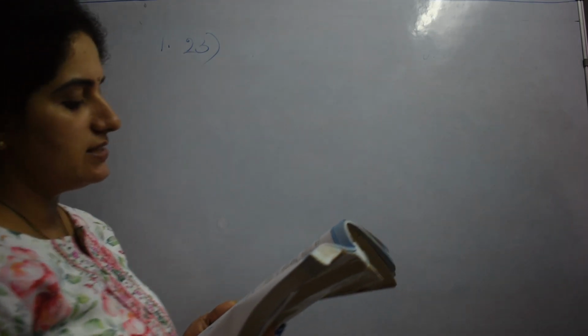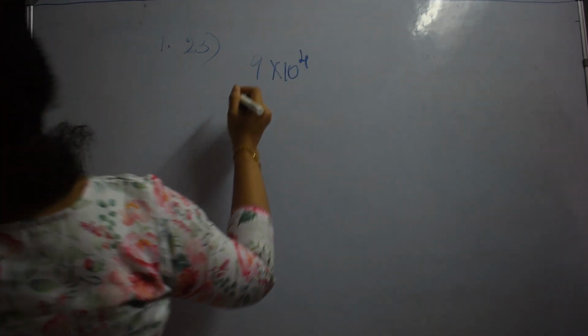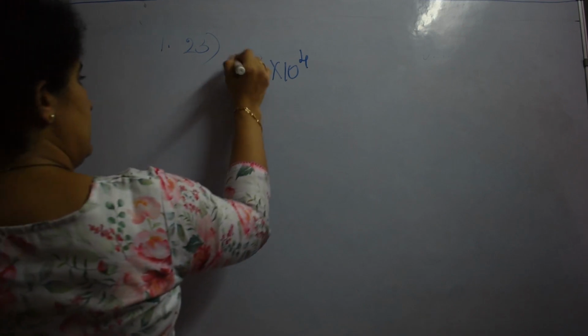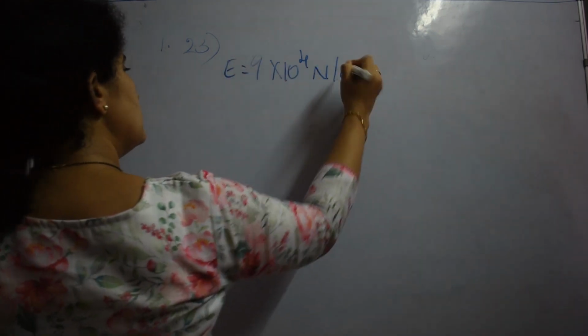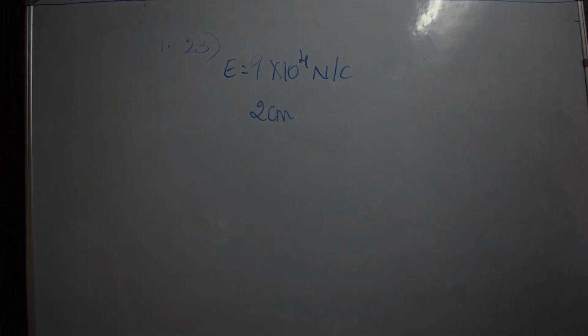This is based on linear charge density now. An infinite line charge produces a field of 9 into 10 to the power 4 at a distance of 2 centimeter. So this is 9 into 10 to the power 4 electric field at a distance of 2 centimeter. Calculate the linear charge density.